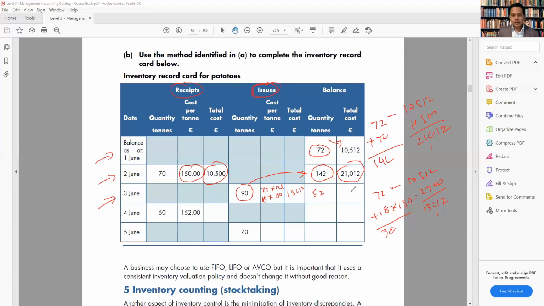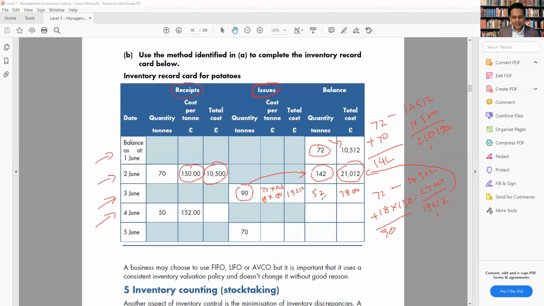And how much will be the value left? So we minus 13,212 from this 21,012. How much will be the cost left for these 52 units? 21,012 minus 13,212 will give you 7,800. Very well done.